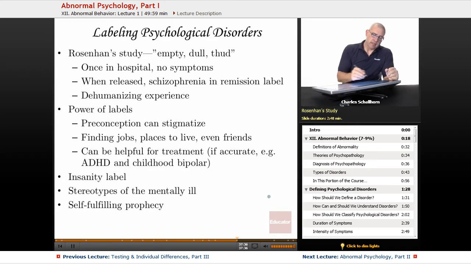Labeling psychological disorders. There's a guy named Rosenhan, and you need to be familiar with him. On the Discovering Psychology series, he says, several colleagues and I went to particular mental hospitals complaining of hearing voices that said empty, dull, and thud. That was it. We simply said we had those symptoms. We were admitted into those mental hospitals, and then once admitted and on the wards, we acted completely normally and no longer complained of any issues. They heard the voices. Hearing things, having hallucinations, they were diagnosed with schizophrenia.